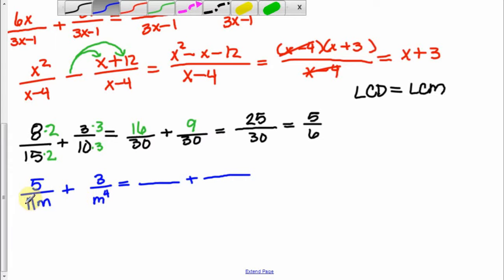So I can't ignore the fact that this one has an 11 and this one doesn't. It has to be a multiple of it. Just like I only needed to multiply this one by 2 to get to 30, and I had to multiply this one by 3 to get to 30. You're not absolutely going to multiply by the same thing in both denominators, but you will within the fraction.